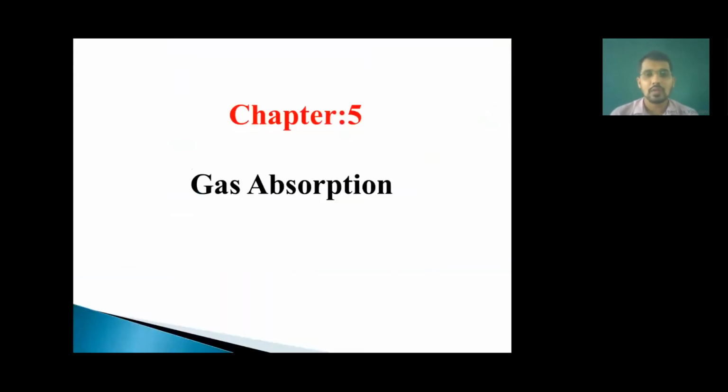In the last lecture we saw the definition of gas absorption. After that we saw the difference between adsorption and absorption. After that we saw an example of absorption and the difference between absorption and stripping. Stripping is the opposite of absorption, meaning whatever material is absorbed in the absorbent, if we increase the temperature, at that time it is stripped out, meaning it is removed from the absorbent.